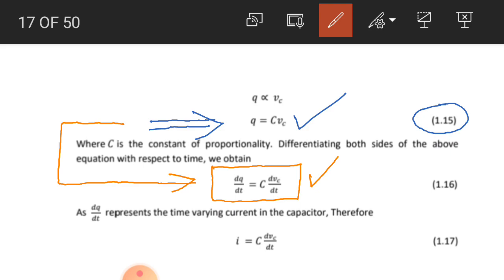And we know that the rate of motion of charge is known as current. So dq by dt represents the current in the capacitor. So the current in the capacitor will be equal to C into the derivative of the voltage across the capacitor with respect to time. This is how we calculate the time varying current in the capacitor.